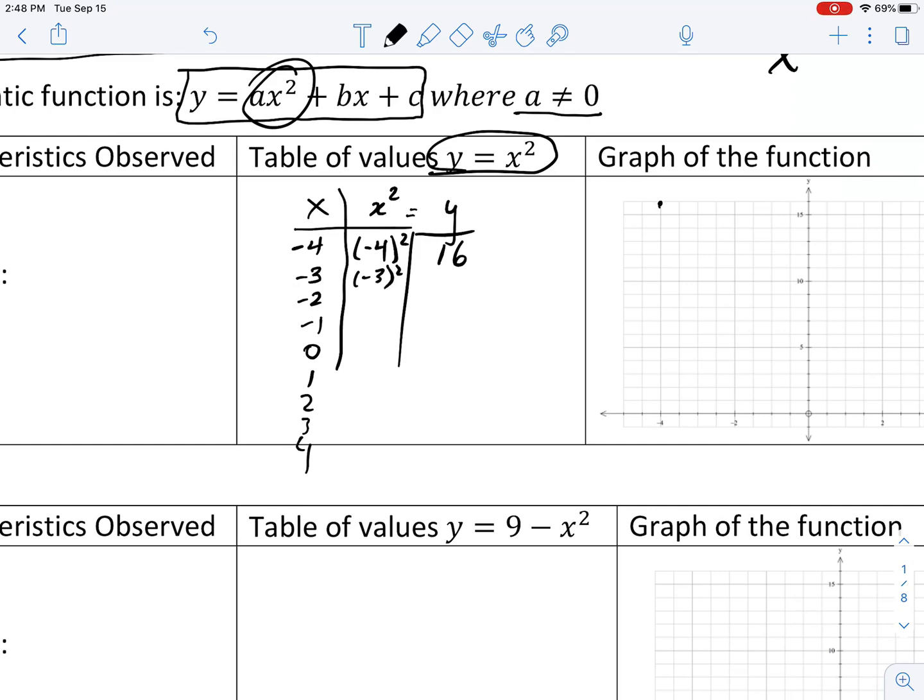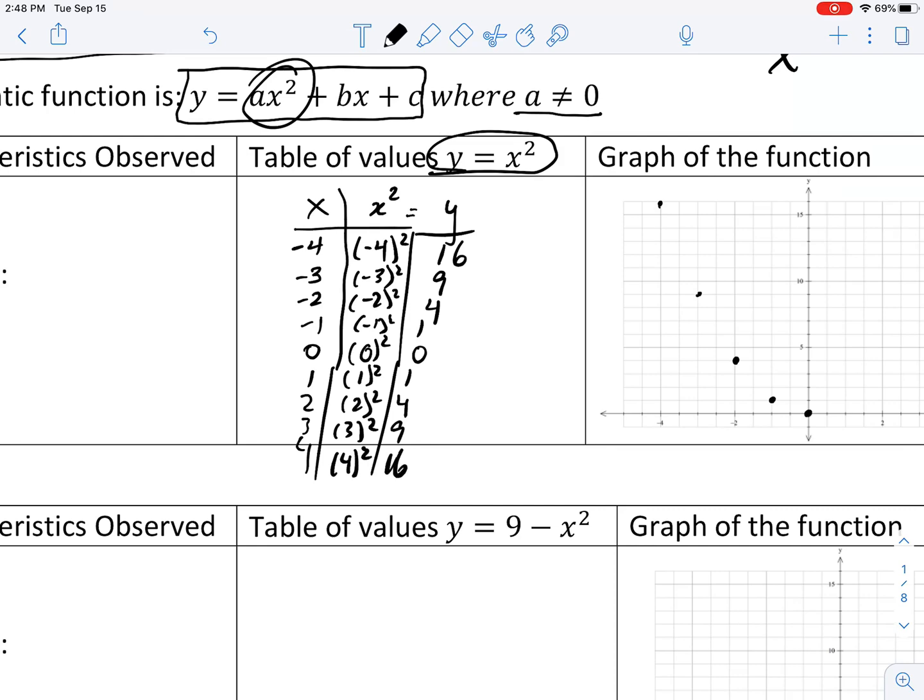(-3) squared is 9. So I'm going to plot that. That guy's right there. (-2) squared, 4. (-1) squared is 1. 0, 0. 0 squared, of course, just 0. And then when I put in 1, 2, 3, and 4, you can see that when I square 1, I'm going to get 1. 2 squared is 4. 3 squared is 9. 4 squared, 16.